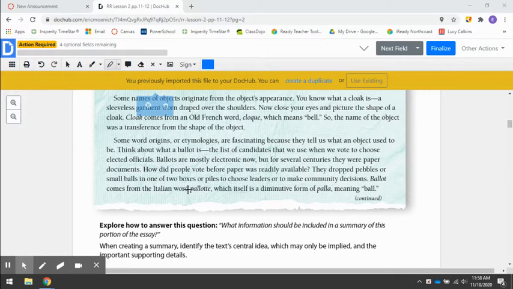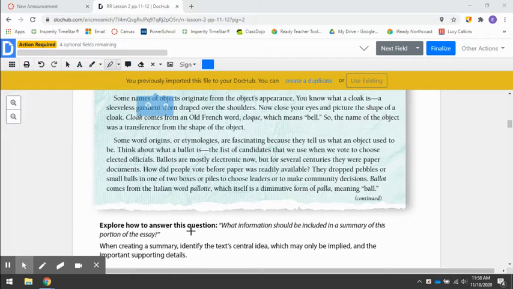I don't know how you say it. I don't speak Italian, but it's itself a diminutive form of palla, meaning ball. So the word ballot comes from this Italian word palote, however you say it, and that comes from the word palla, which means ball, right? So basically the word for pebbles or marbles or ball in Italian kind of bled on over into English, where it became the word ballot, and that's why we call them ballots, right?